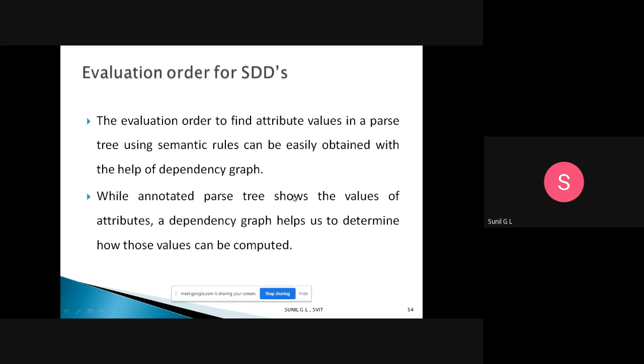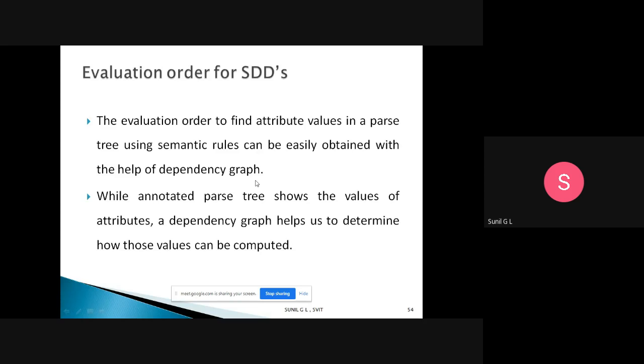In the previous class we discussed how to construct an annotated parse tree, how we evaluate synthesized attributes, and how we evaluate inherited attributes. All those things we have discussed. If you know all those things, we can easily find the evaluation order of SDD. The evaluation order to find the attribute values in a parse tree using semantic rules can be easily obtained with the help of a dependency graph.